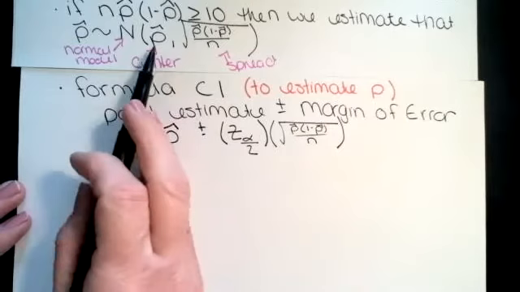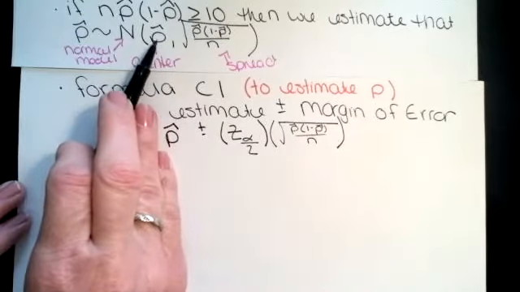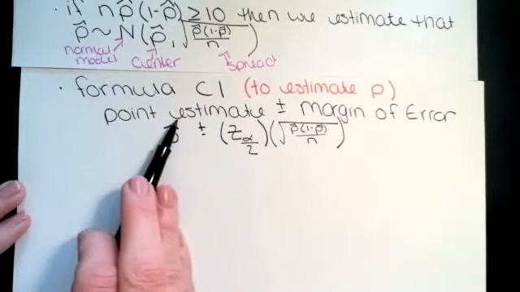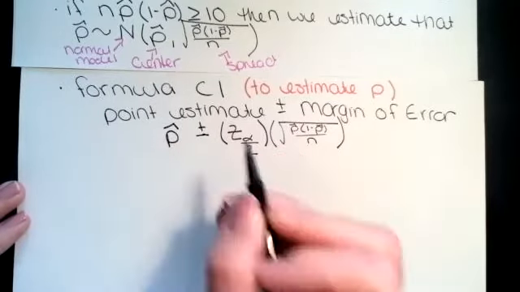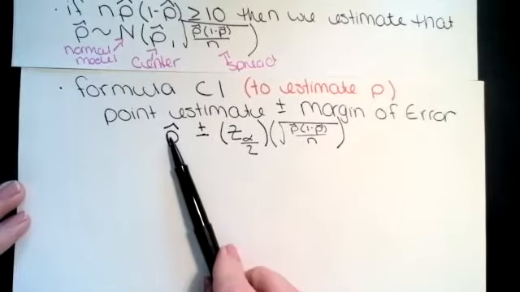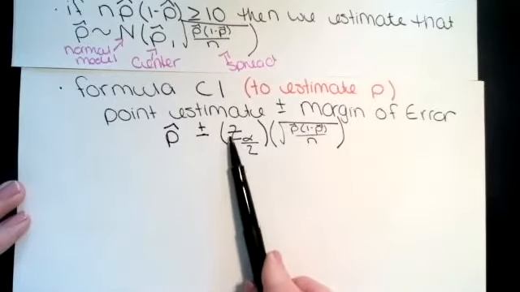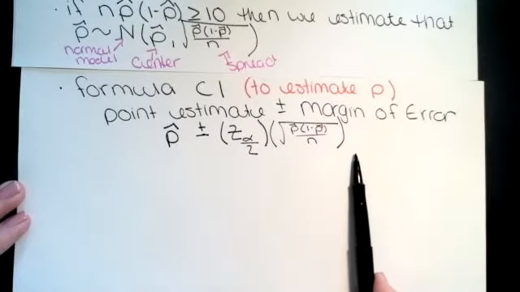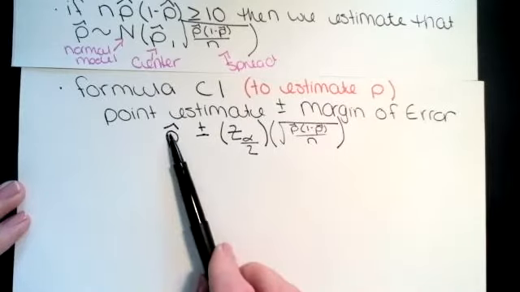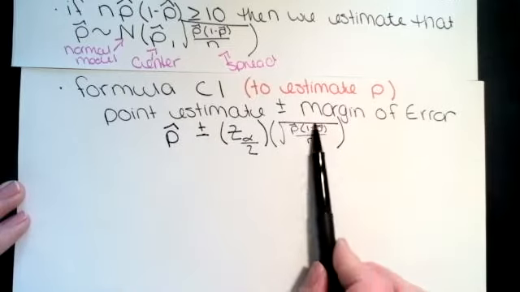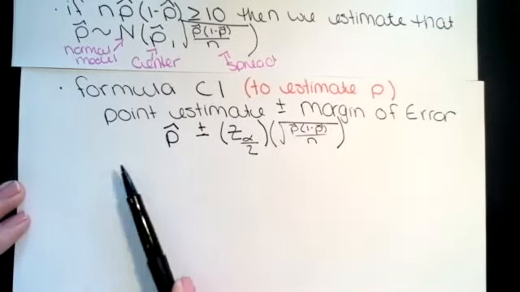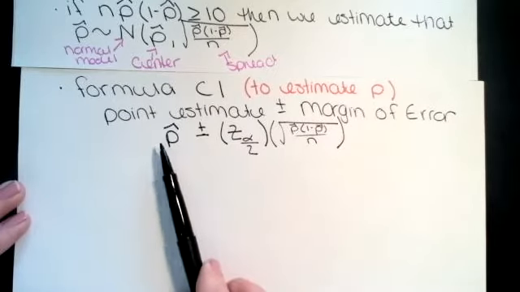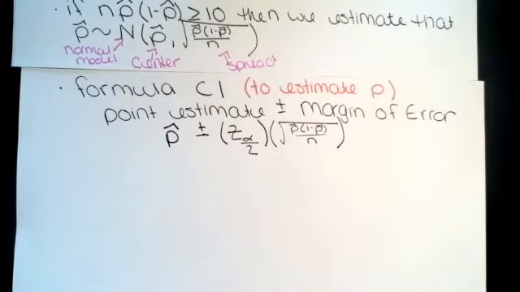So take a look up here in my notation. P hat is the center of my curve. P hat is the center. Look at my formula, plus or minus. That means I'm going to have p hat plus my margin of error. That's going to be the top, or my upper bound for my CI. Then I have p hat minus my margin of error. That will give me my lower bound. So think about it. P hat is the middle. It's always right in the middle.